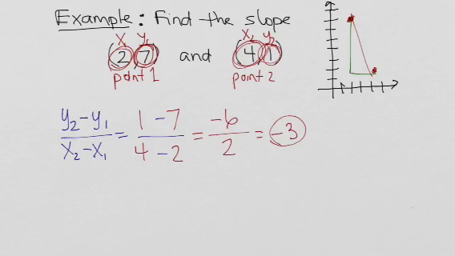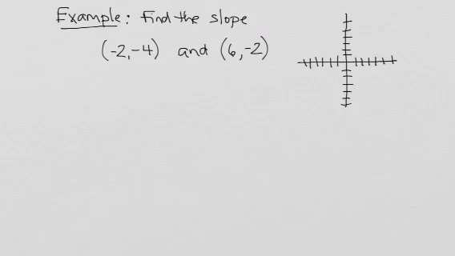Let's try another one. Right, once again, you have an option. You could make a graph, and then you could go over left 2 and down 4 and put in a dot, and then you could go over 6 and down 2 and put in a dot, and then you could draw a line and you could count your slope, rise and run.